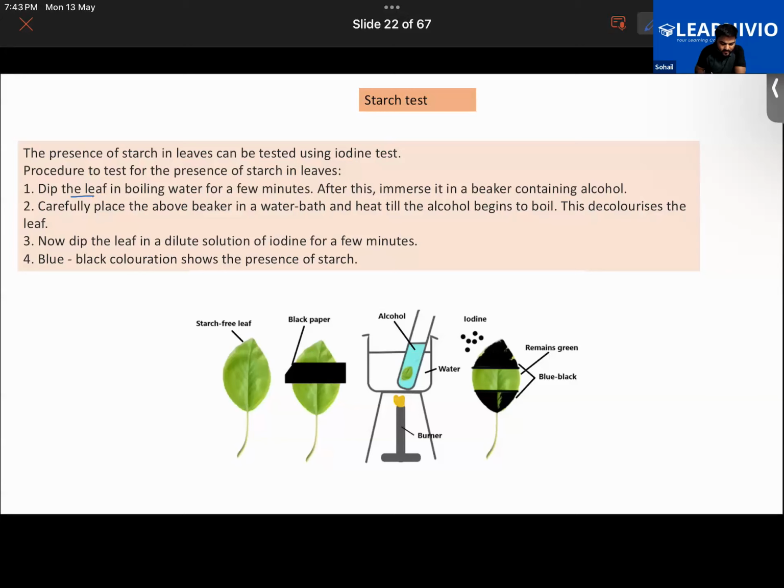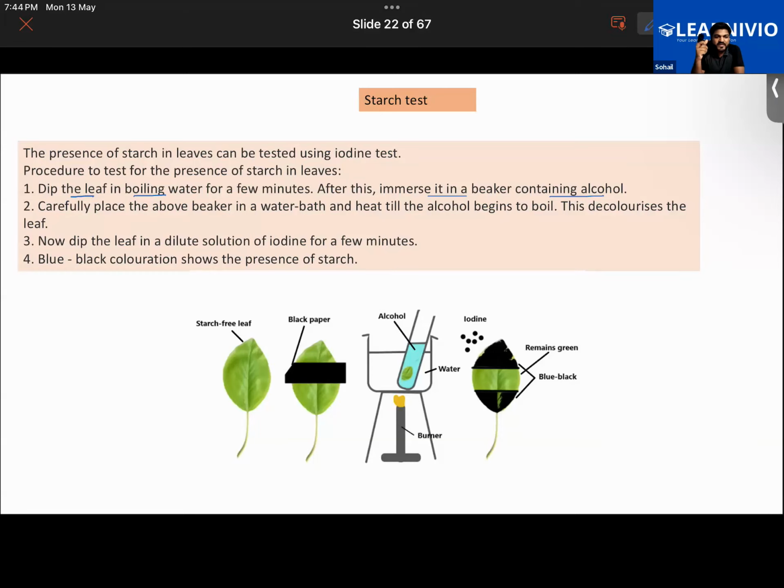In order to check for the presence of starch in a leaf, first of all, you will be dipping the leaf in boiling water for a few minutes. Okay. So dip it in boiling water, and after this, immerse it in a beaker containing alcohol. First, you will be boiling the water and dipping the leaf in the boiling water for a few minutes, let's say 4 to 5 minutes. After that, you will be immersing it in a beaker containing alcohol. Okay, is that clear?